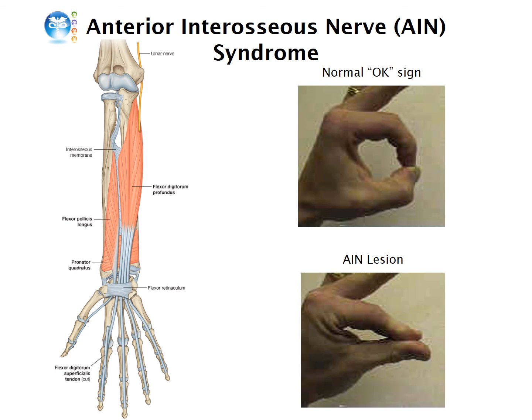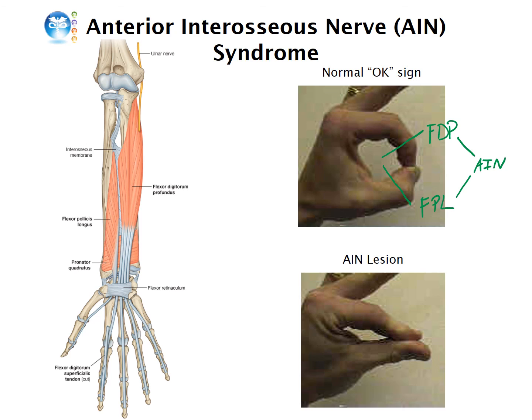It is also possible to have entrapment of the anterior interosseous nerve. If a patient can make an OK sign, this tells you the anterior interosseous nerve is intact. This is because flexion at the DIP joint of the index finger is accomplished by the flexor digitorum profundus muscle, the radial half specifically. Additionally, flexion of the interphalangeal joint of the thumb is accomplished through the flexor pollicis longus muscle. And again, recall that both of these muscles are innervated by the anterior interosseous nerve.